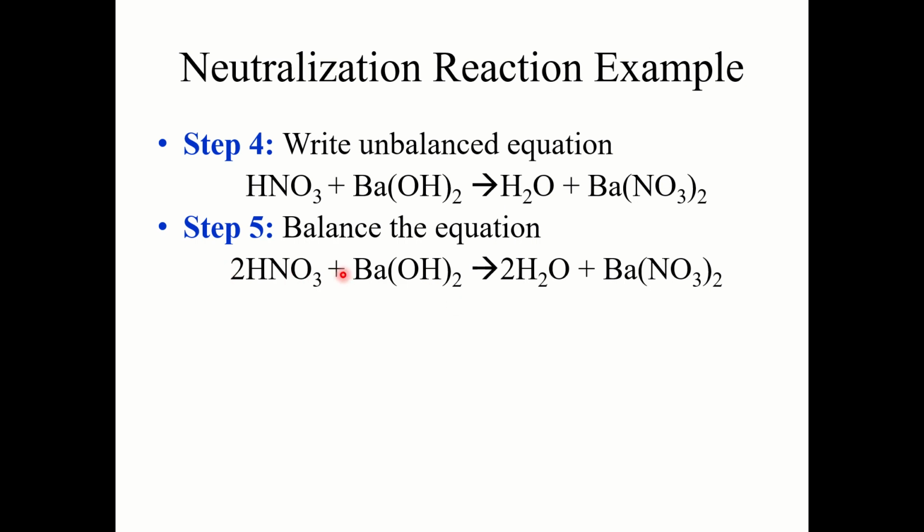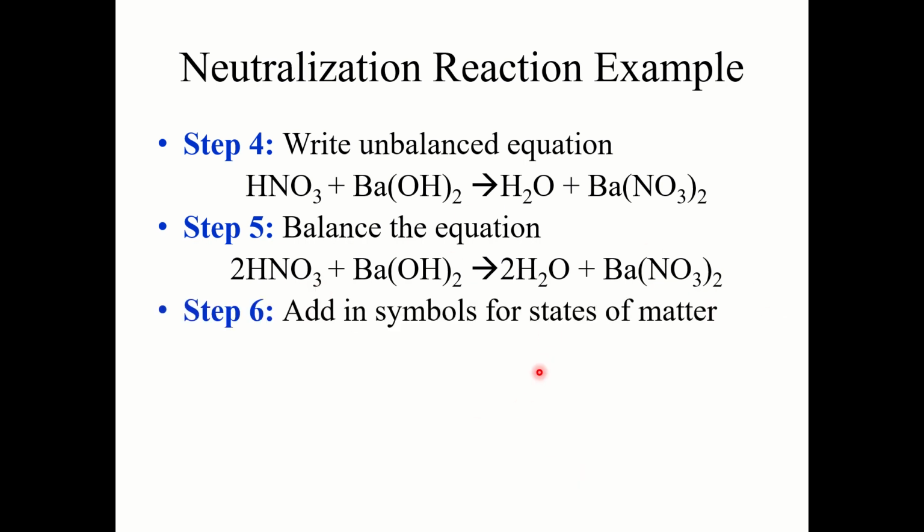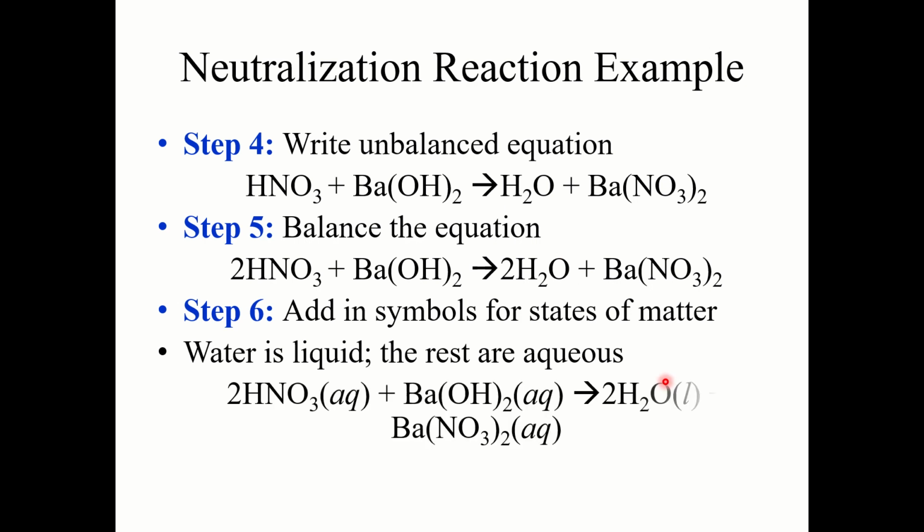So 2HNO3 plus Ba(OH)2 forms 2H2O and Ba(NO3)2. This is my balanced neutralization reaction equation. Then I'll just add in my symbols for state of matter. Water is liquid, and I'm going to treat the rest like they are aqueous here.